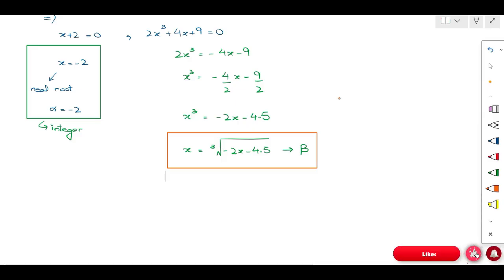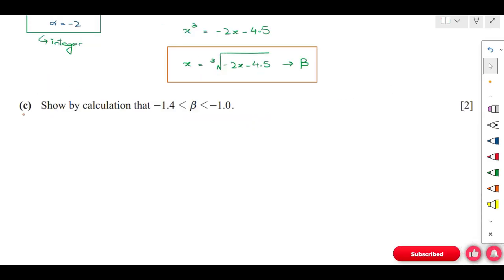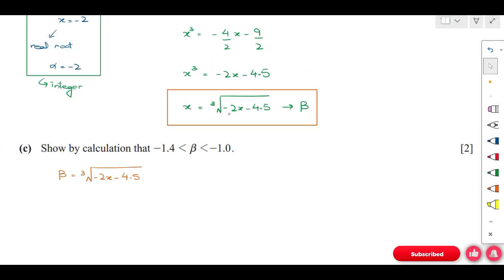Now for part C, show by calculation that the value of beta must lie between minus 1.4 and minus 1.0. Okay, so if a sign change occurs between these two values, then we can say that the root lies between these two values. So what is beta? The beta value is the cube root of minus 2x minus 4.5, and shift x to the other side, minus x. Now this is the whole value for your beta.